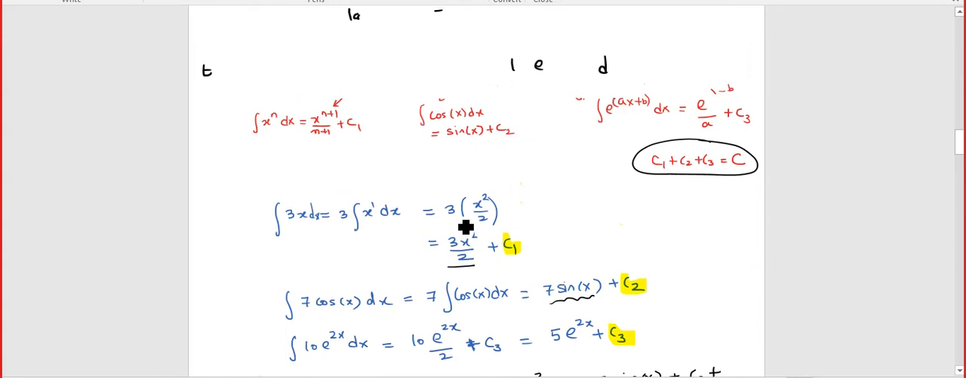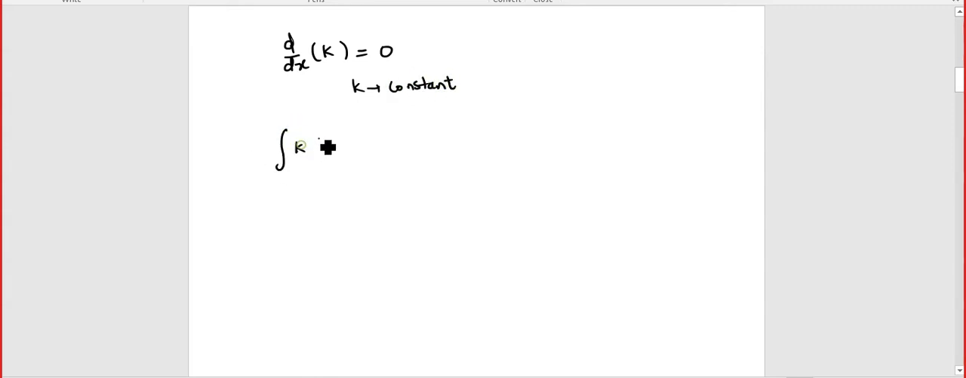Okay, I just want to ask one thing. We forget the very basic rule. We know that derivative of a constant is 0, k being constant, but what will be the integration of constant k, k being constant? It will be constant times x plus c.